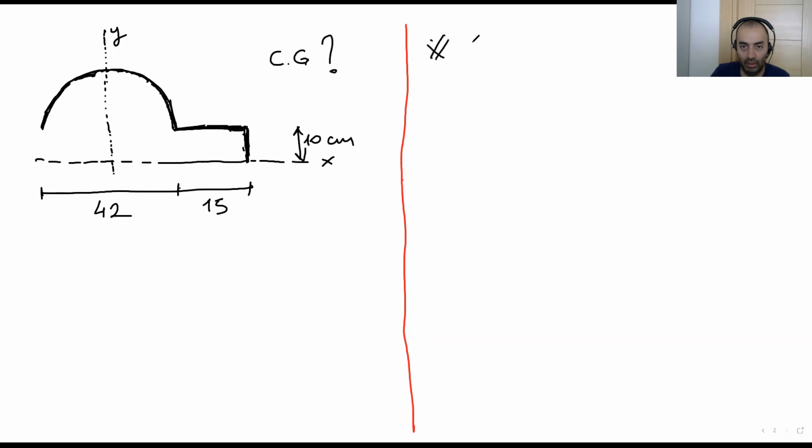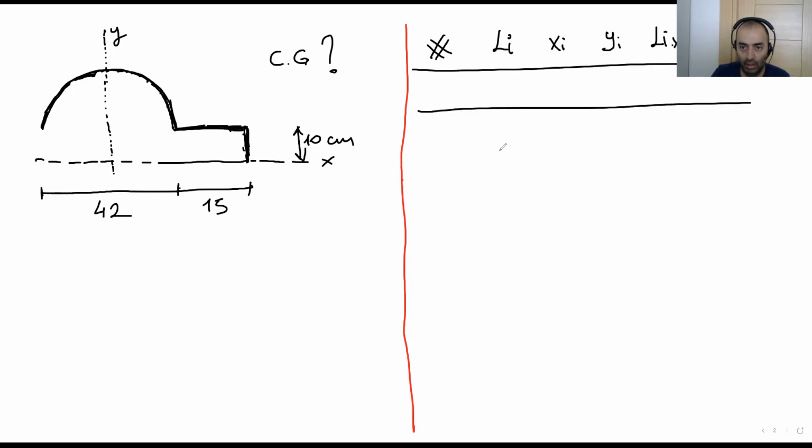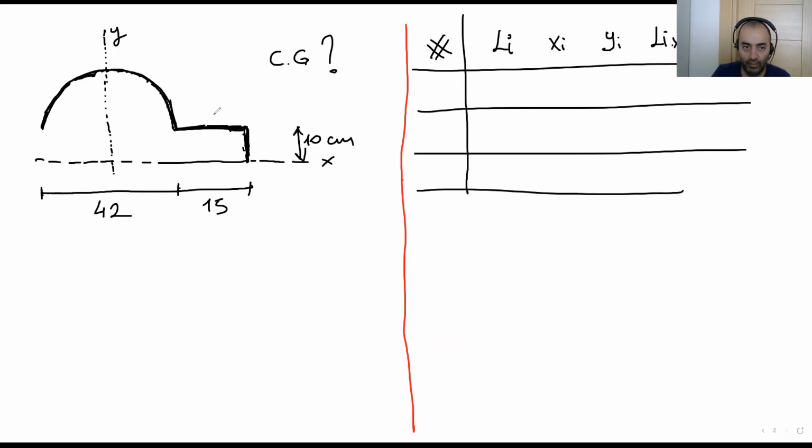First one is number. The second one is Li, then Xi and Yi, and Li times Xi, Li times Yi. Okay. I have three members. The first part is half circle. The second part is the horizontal line. The third part is this vertical piece. 1, 2, 3.